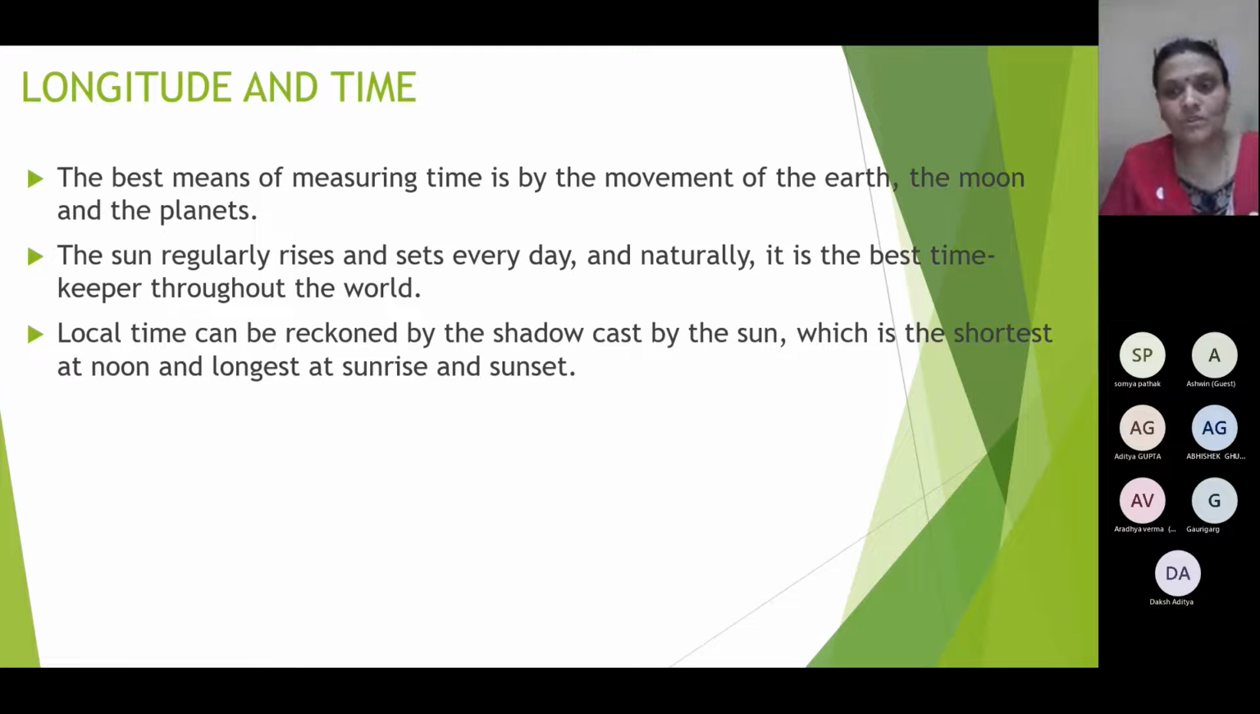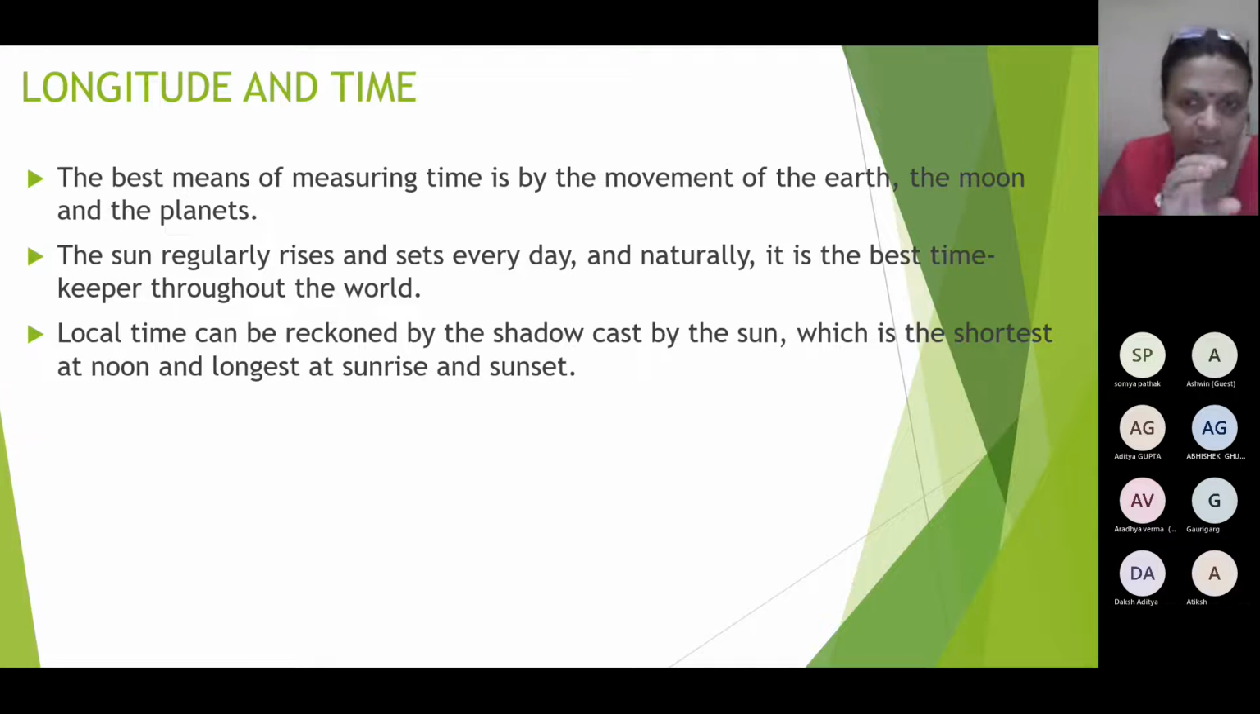So whenever it is noon, our shadow is very short. And at 12:15, 12:30 till 1, it is going to be the shortest one. After that, the rays become slant, so our shadow also becomes longer, and we can understand that it is going to be sunset.